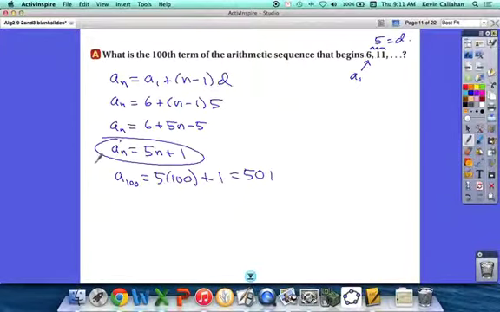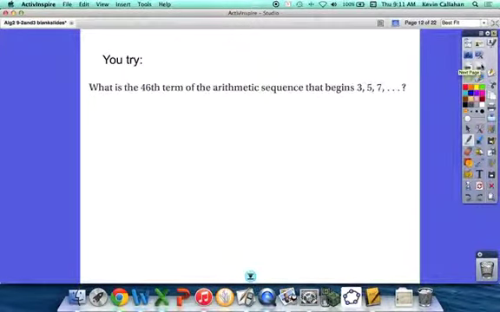Okay, try to do the same thing then with this one. Find the 46th term of a sequence that begins 3, 5, 7. And again, they didn't say it, but find the formula and then plug in 46. No, you have to make that formula. I mean, I can give you this. This is the part which you should have taken as a note already. a_n equals a_1 plus n minus 1 times d.